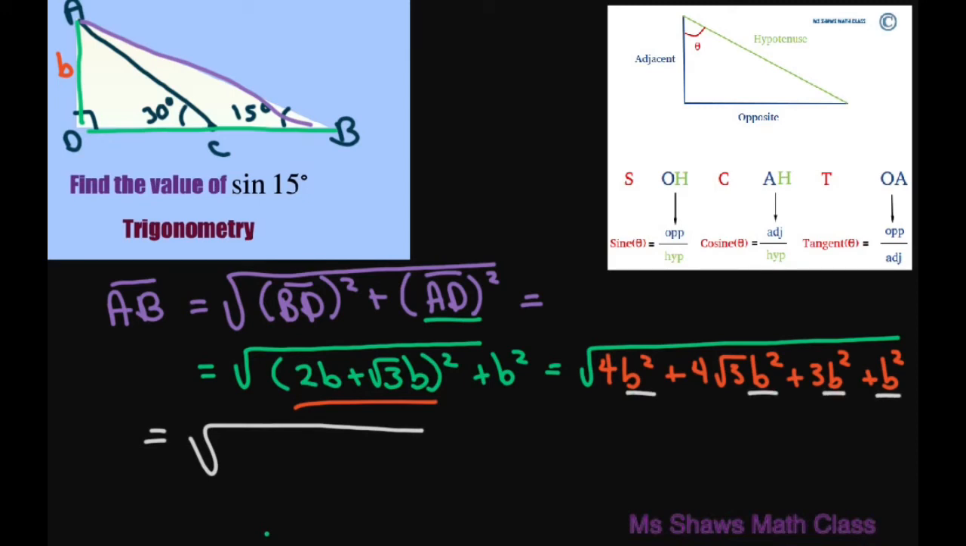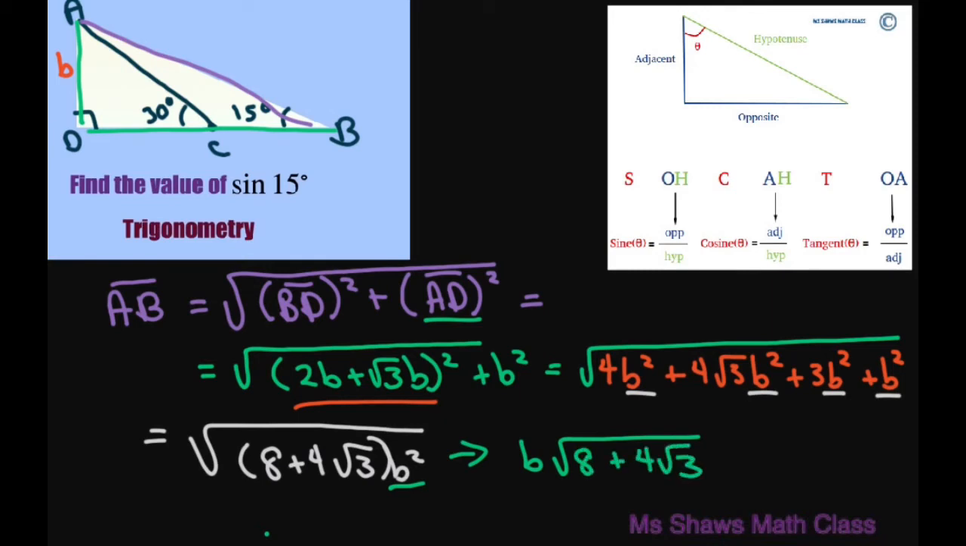So this is going to end up being 8 plus 4 square root of 3 times b squared. Now the square root of b squared is just b, so let's pull that out. So we get b times the square root of 8 plus 4 square root of 3.